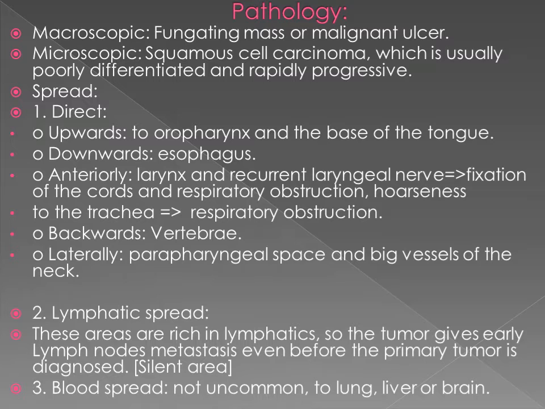And the lymphatic spread is one of the most common, as this area is rich in lymphatics, so the tumor gives early lymph node secondaries even before the primary tumor is diagnosed, because it's a silent area also. We need a large tumor to be present to suspect malignancy, and an enlarged lymph node is a common presentation for this site. Blood spread is not uncommon, to the lung, liver, and brain.